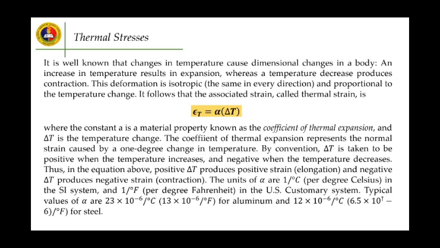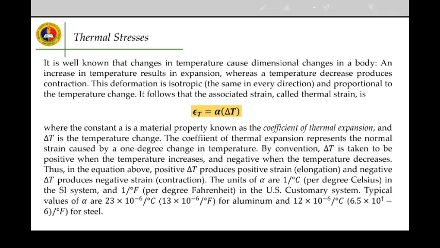temperature change. It follows that the associated strain, which is called the thermal strain, is given by the equation epsilon is equal to alpha times the change in temperature, wherein the constant alpha is a material property known as the coefficient of thermal expansion. And also, the change in T or delta T is the temperature change. Now, the coefficient of thermal expansion represents the normal strain caused by a 1 degree change in temperature.